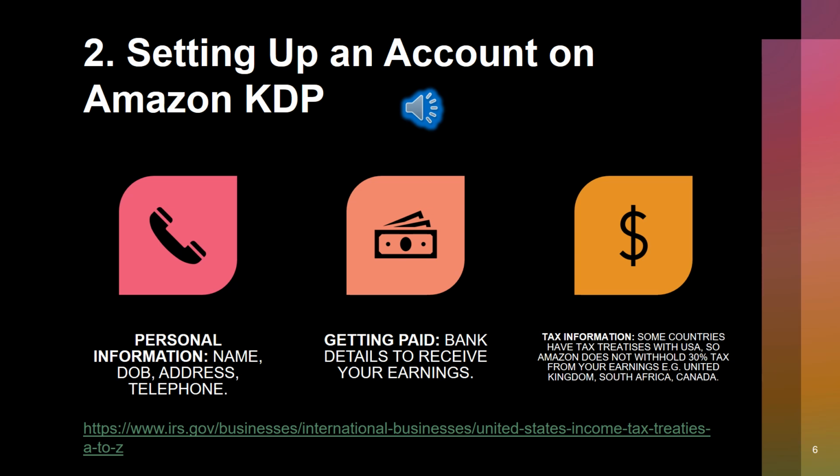So when you make sales now, you're going to receive your earnings in 60 days at least. So that's how it works. But it's okay because it rolls over. Whatever you make in January, you get paid in March. Whatever you make in February, you get paid in April, and so on and so forth.